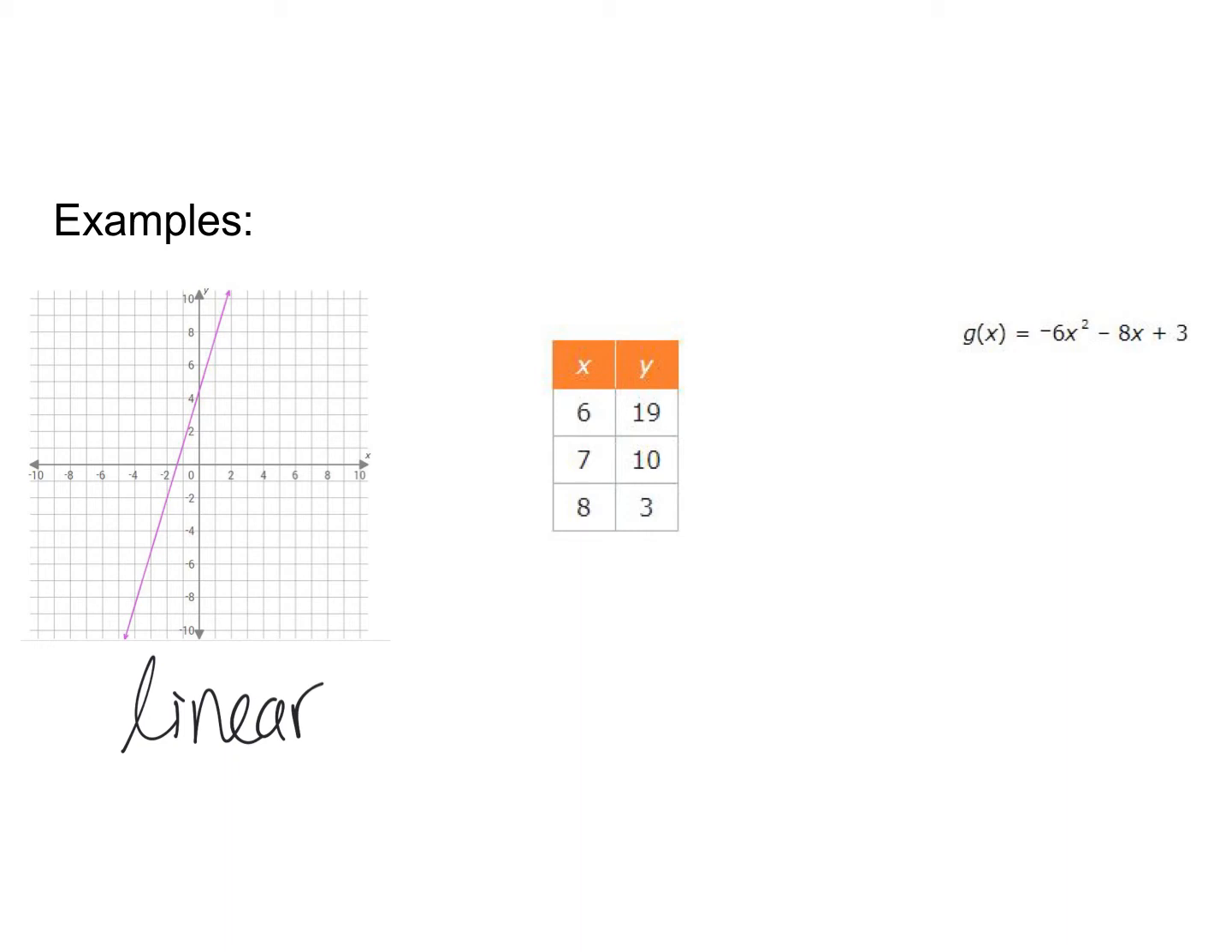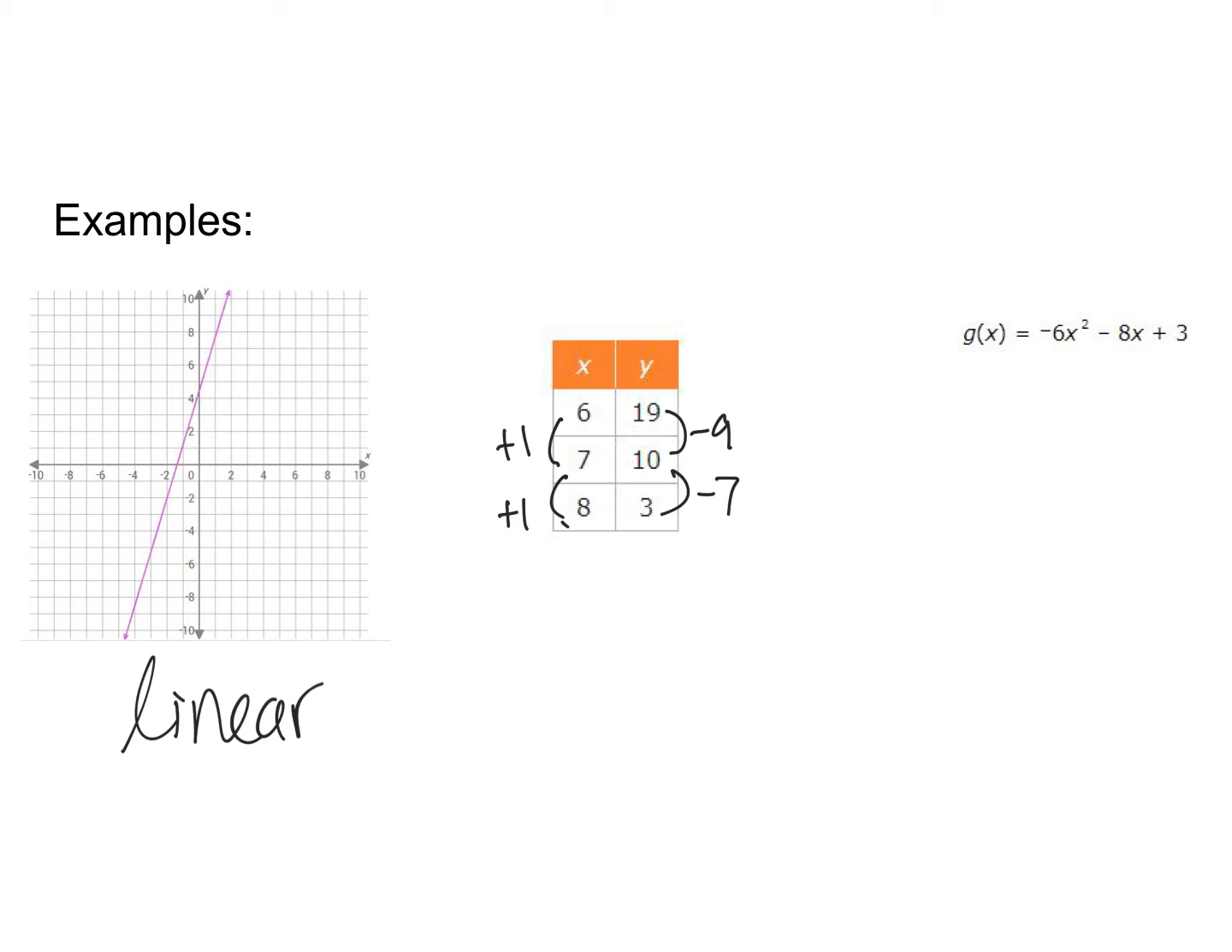Now remember the table, you have to do a little bit of work to figure it out. And we do that by looking at our change from point to point in our table on both sides. So on our x's, we increase by 1 to go from 6 to 7. We increase by 1 again to go from 7 to 8. On the y side, to go from 19 to 10, we decreased by 9. To go from 10 to 3, we decreased by 7.